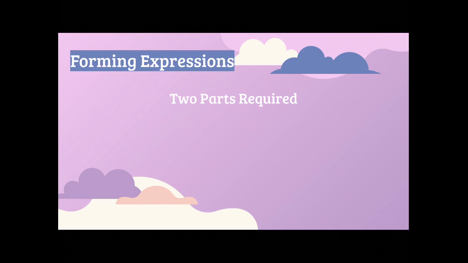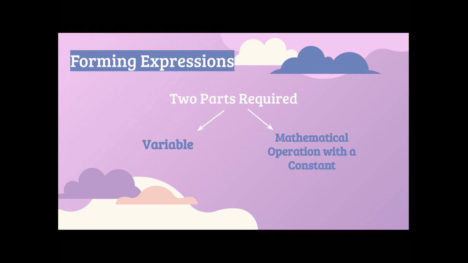In order to form an expression, there are two parts that we need. We need the variable, which is really important, and then we need a mathematical operation with a constant. All that means is we need addition, subtraction, multiplication, or division, one of those four operations, with a constant, and a constant is just a number that stands on its own. So it can be 1, 2, 3, 4, all the way up to whatever number.